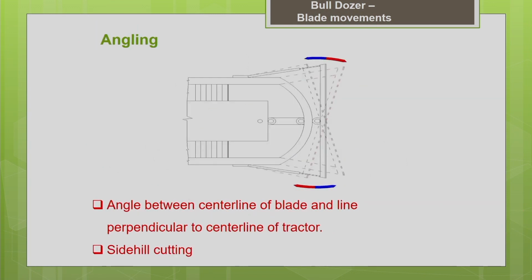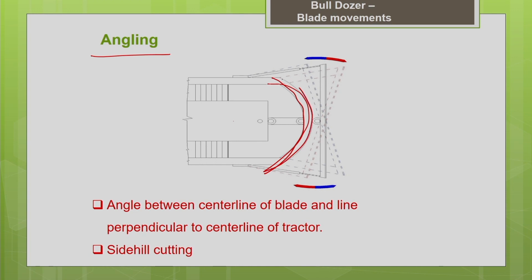Next we shall see what is this angling. This angling is possible only if there is a C-frame connection between the tractor and the blade. Basically you can see in most of the tractors, the blades are fixed perpendicular to the direction of motion. You cannot angle the blade either to the left or to the right in conventional bulldozers.